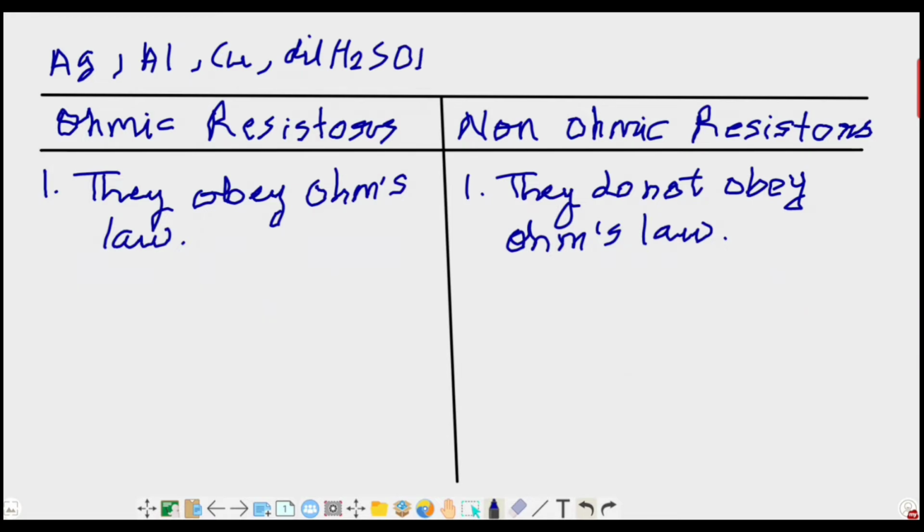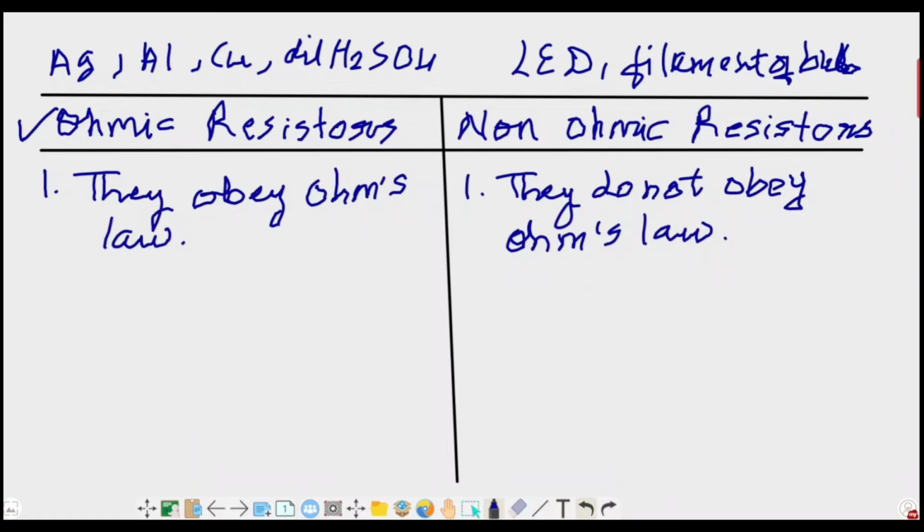Now, what are non-ohmic resistors? They are the resistors which do not obey Ohm's law. So, which resistors are non-ohmic resistors? LED lights, filament of the bulb, diodes, correct? So they are all non-ohmic. They do not obey Ohm's law.